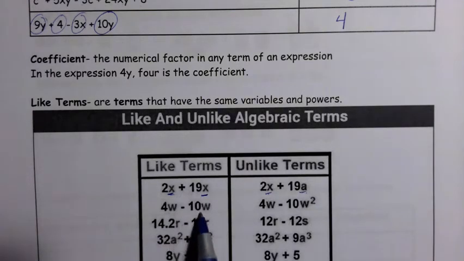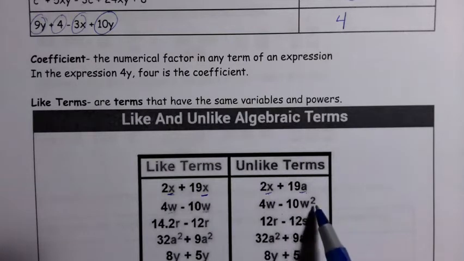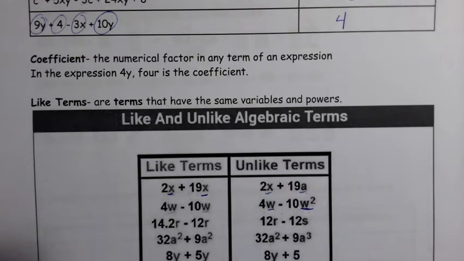4w minus 10w. Okay, we're on the W team, we're on the W team. Those are like terms. However, 4w minus 10w squared, these are different. Okay, w squared has a different power than w, so they are not on the same team, not the same team name. Okay, 14.2r and 12r, those are like terms. They're on the R team, or have R as their last name. Or 12r and 12s, unlike terms.